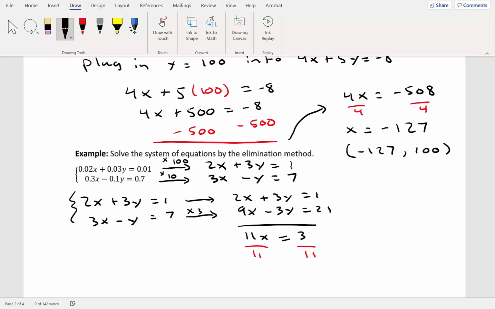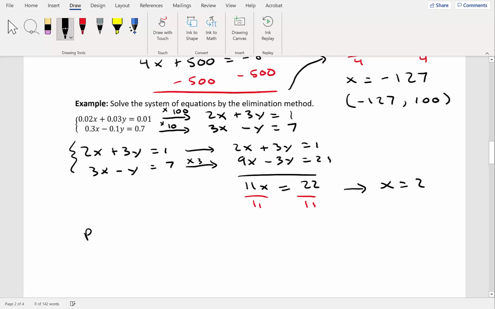So yeah, we actually end up with a nice whole number. This used to be a 10, I changed it to a 1, that's what it was supposed to be. Now 1 plus 21, I get 22. Now I divide both sides by 11. 22 divided by 11, I get x is equal to 2.